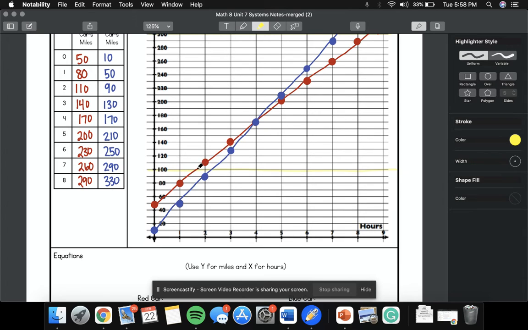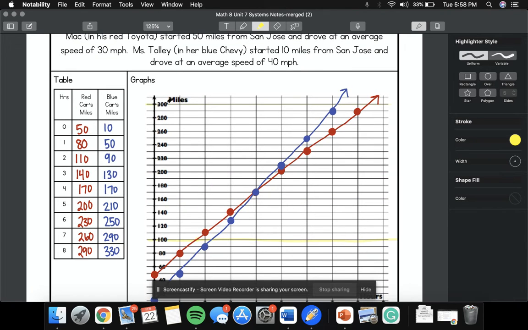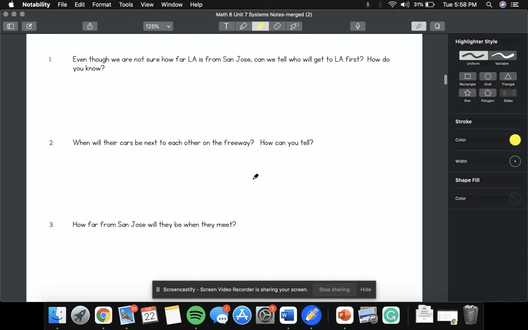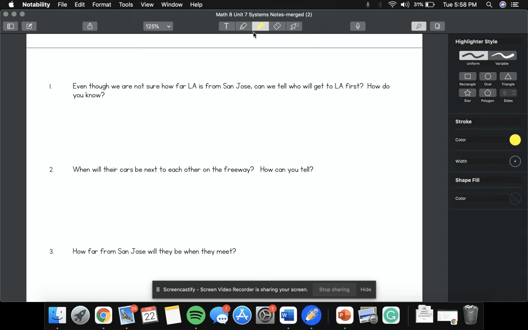I can look and see that the red car gets there faster because it took less time. But then maybe it's 300 miles. When I look at 300 miles, it looks like the blue car is there quicker and faster. So it just depends on where exactly it is. So what we can look for is who is in the lead.